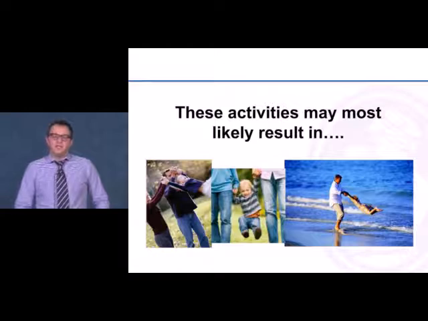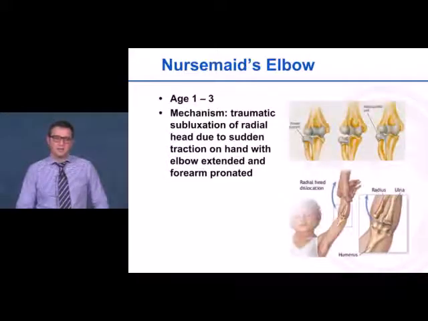If we look at all of these activities here, they all can most likely result in what? The common nursemaid's elbow. And the nursemaid's elbow is fairly commonly seen in the pediatrician's office. It happens between the ages of 1 and 3, and it's usually a traumatic subluxation of the radial head due to a sudden traction on the hand with the elbow extended.